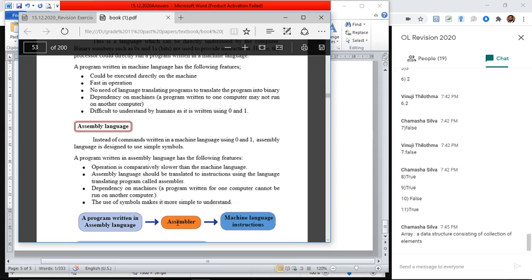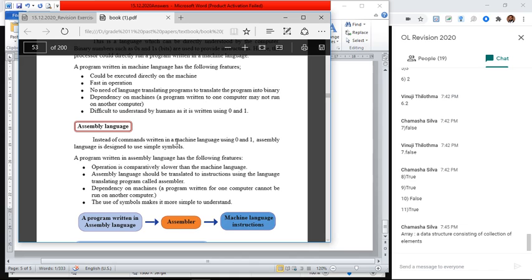What will happen with the help of this program? It will convert the given assembly language into machine language. Why? The computer hardware devices can understand only the machine language, ones and zeros. So instead of commands written in the machine language, ones and zeros, assembly language is designed to use simple symbols.